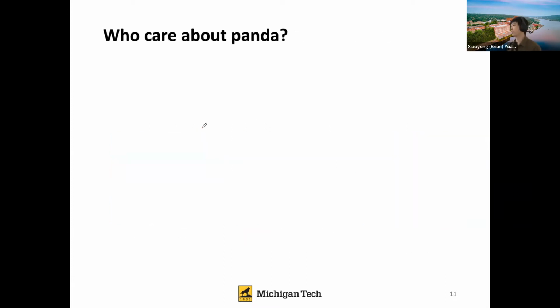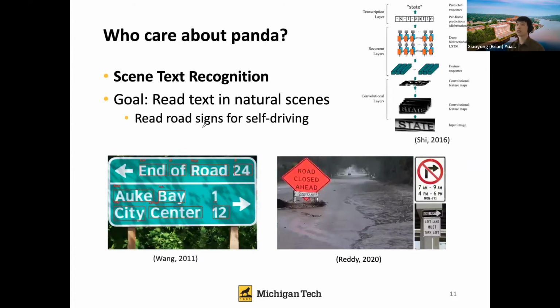But who cares about pandas, or who cares about misclassifying a panda? So next, I will introduce our previous work, which targets a real-world application called text recognition. The goal of text recognition is to read the text in natural scenes. For example, for an autonomous driving system, one of the key components is to read road signs. If an attacker can add some noise to these road signs and mislead self-driving cars, that could be a serious issue, right?